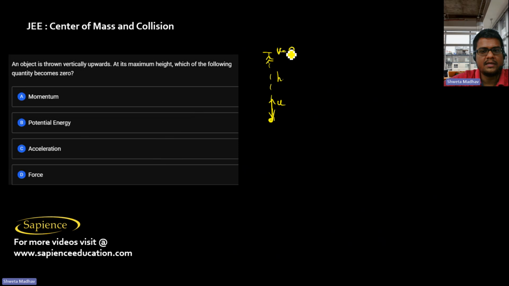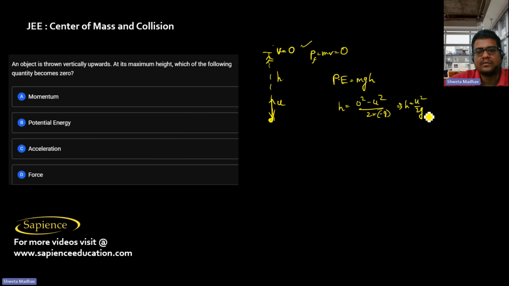So at its maximum height, the final velocity will be 0. So the final momentum, m into v, will also be 0 only. And the potential energy is not 0 since it will be equal to mgh. And h is equal to (v square minus u square) by 2a, that is 2 into minus g. So h is equal to u square by 2g. So therefore mgh is mg into u square by 2g. So it is equal to half m u square, which is the initial kinetic energy also.